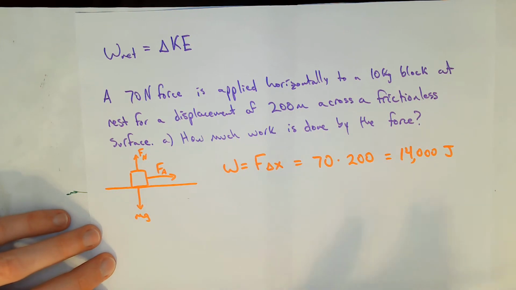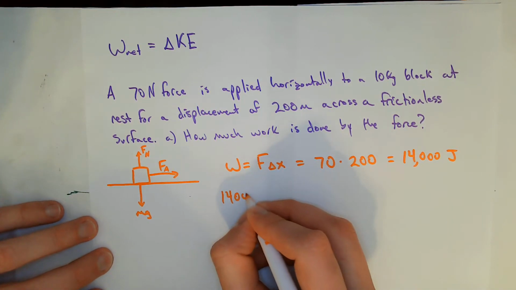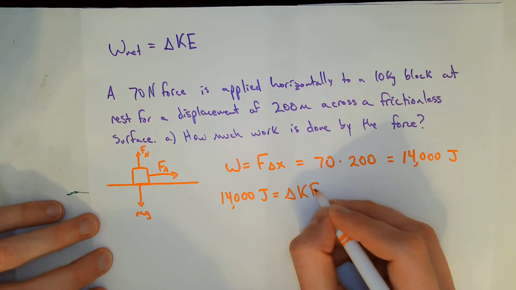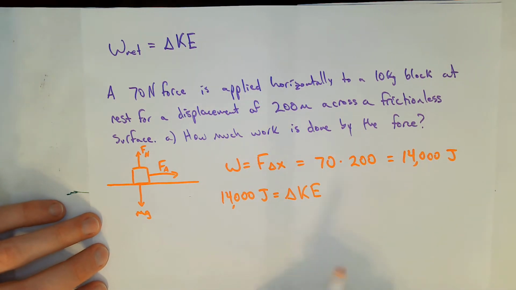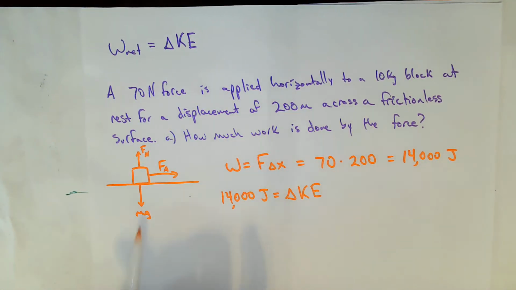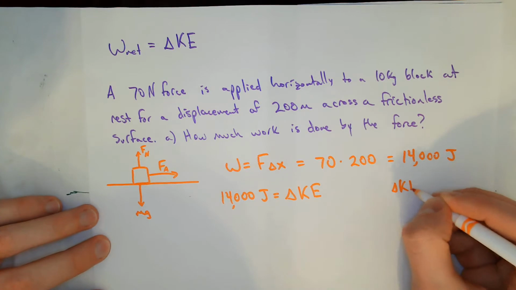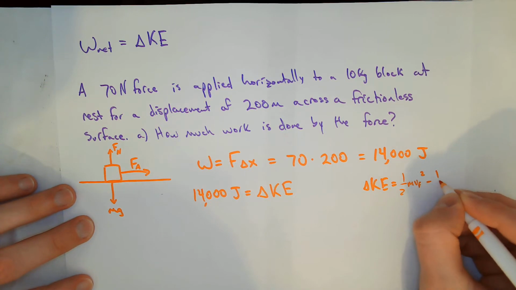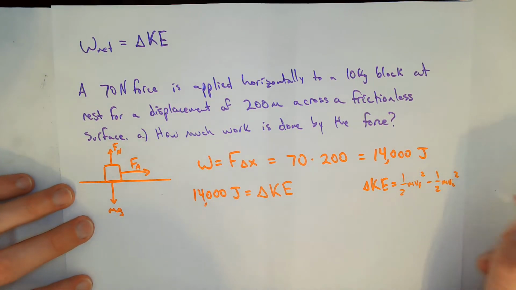Now, I also know that this net work done by this force should be equal to the change in kinetic energy. So I know that 14,000 joules should be equal to the change in kinetic energy, because this is the net work done by this force, right? Again, because these vertical forces are not playing a role here. Delta KE is built from 1/2 mv final squared minus 1/2 mv initial squared.